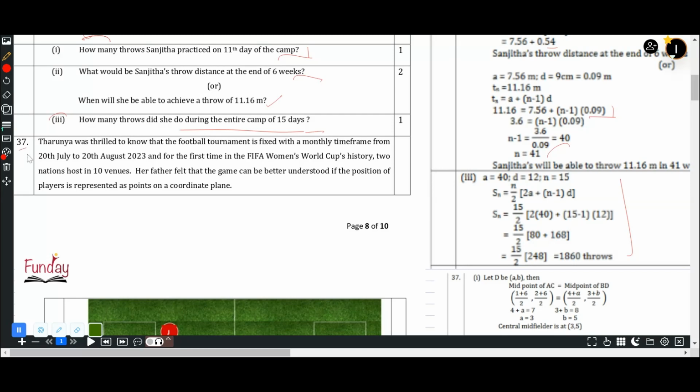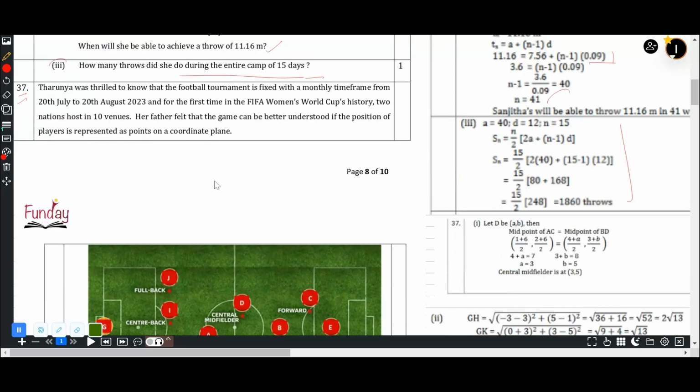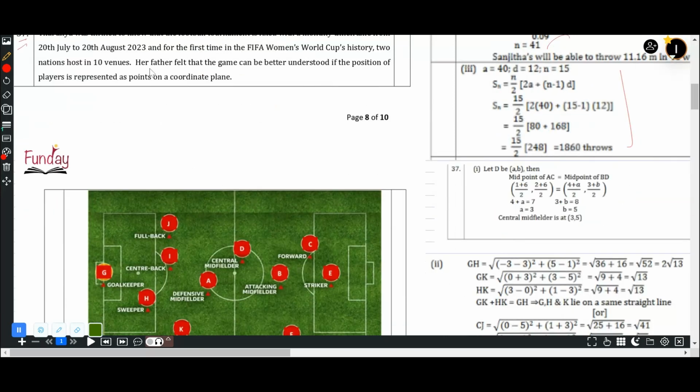Question number 37. Tharunaya was thrilled to know that the football tournament is fixed with a monthly time frame from 20th July to 20th August, and for the first time in the FIFA Women's World Cup's history, 2 nations host in 10 venues. All of these are stories, you don't have to get confused. You just keep reading through it, the content will come later.